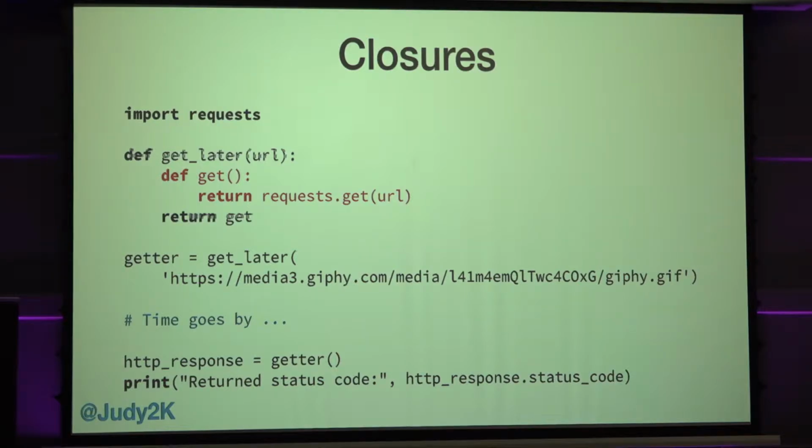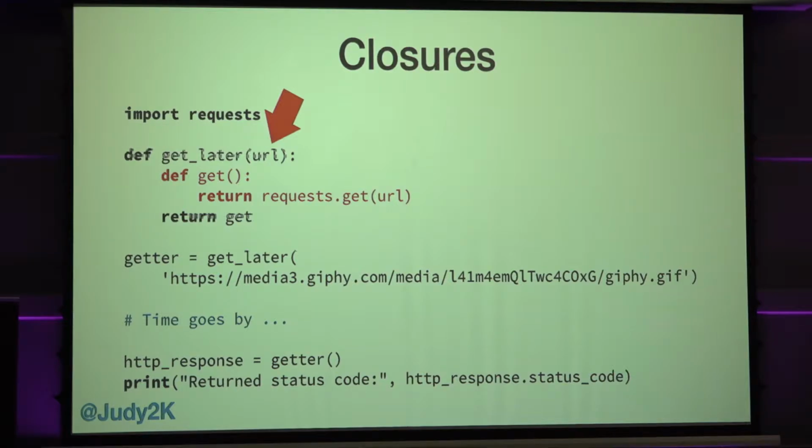So here we've got a function called getLater. It takes a URL, and then it defines another function called get inside, and then returns it. So that's returned here. It's not executed at this point. So when we call getLater and we pass in a URL, and then we assign that to a variable, we've got a function in that getter variable now. And then here we actually execute it. We don't pass in a value because get, you can see, is defined without taking any arguments. And this all works pretty well.